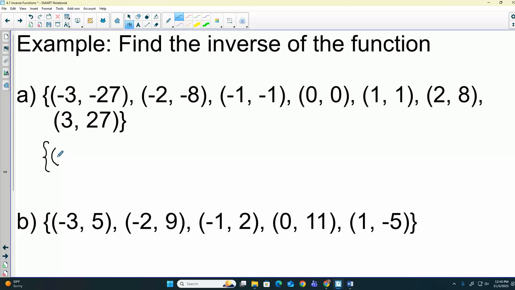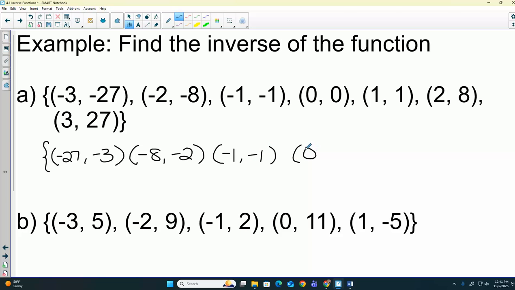So my first ordered pair would be what? The second one. Third one. Fourth one. Fifth one. Oh, I left off one more. (8, 2), and my last one, (27, 3).